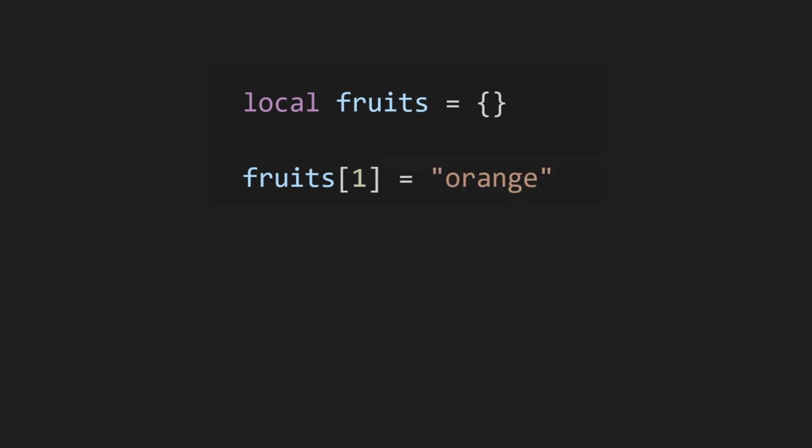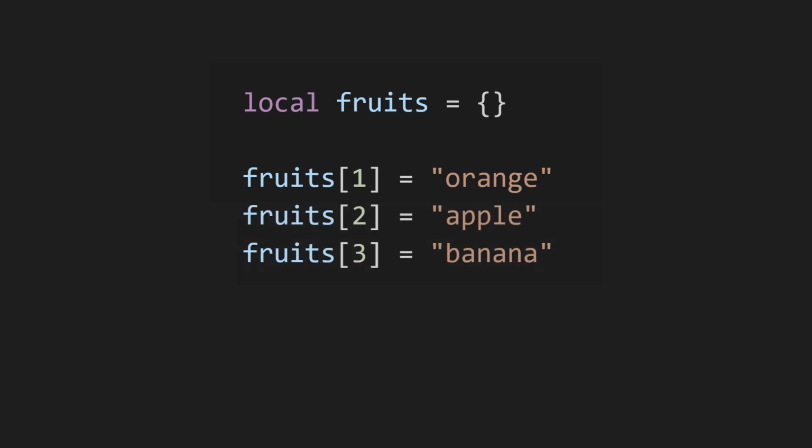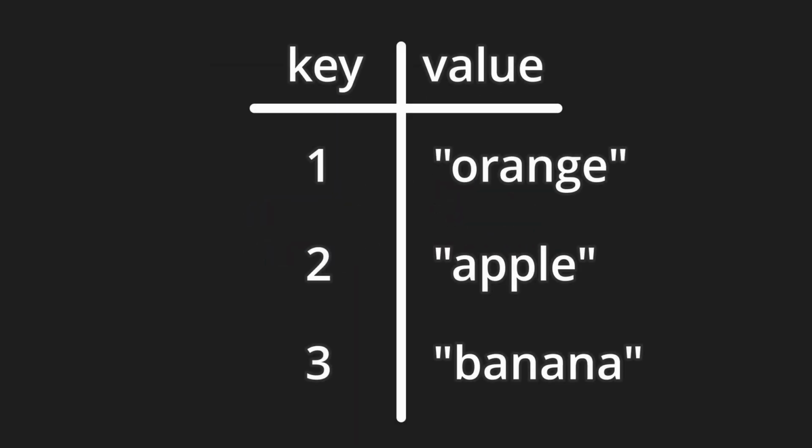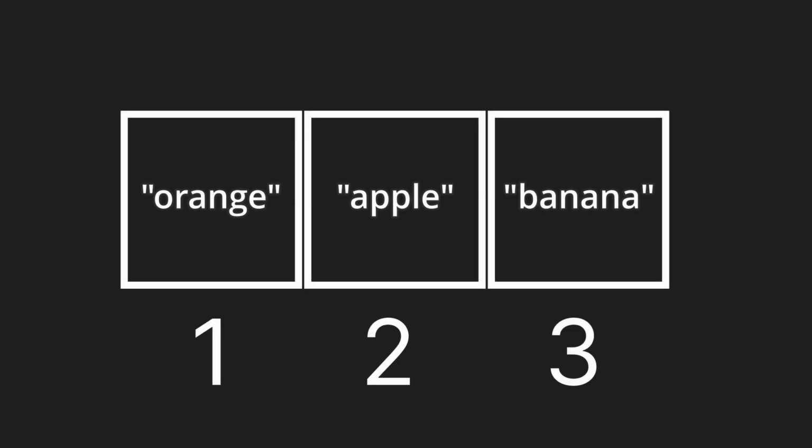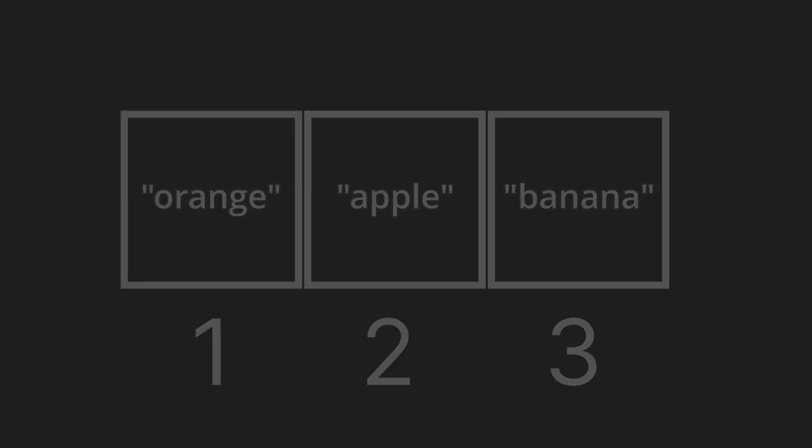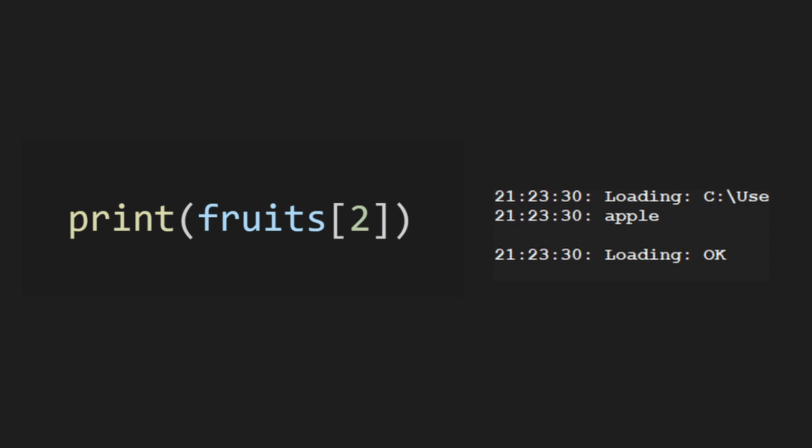Then, we can assign it to something. I'll assign it to the string orange. I'll add apple as a second element, and banana as a third element. If we visualize this as a table, it looks something like this. When you're storing things in a table with numbers as the key, starting from 1 and going up sequentially, this is what we would consider an array, which we can visualize like this. We can access those values that we stored by using the square bracket syntax again. If we print out the second element, we'll see that it prints out apple. The array is a very useful data structure, and we'll be revisiting this later in the video.